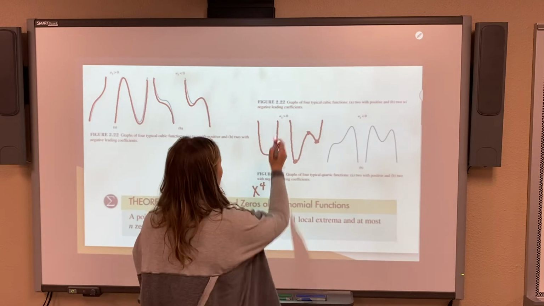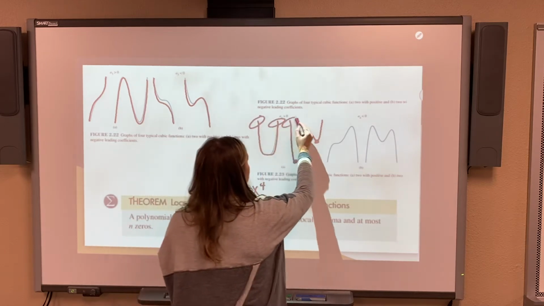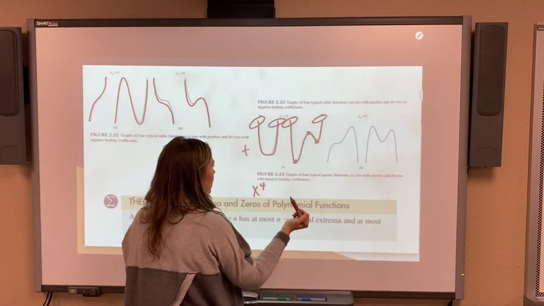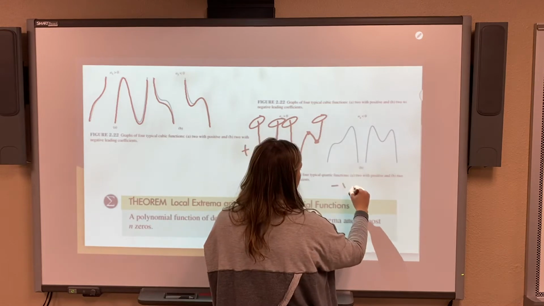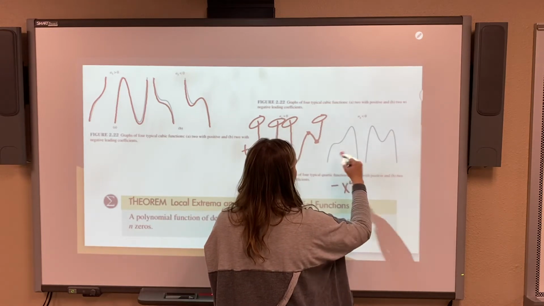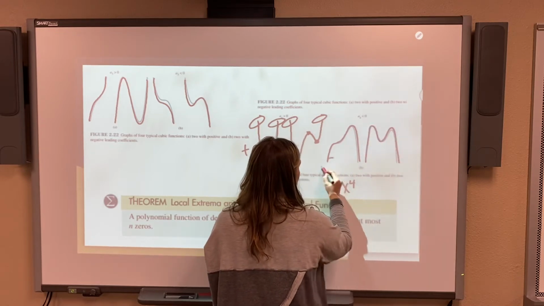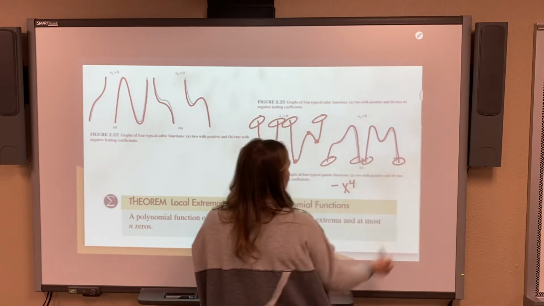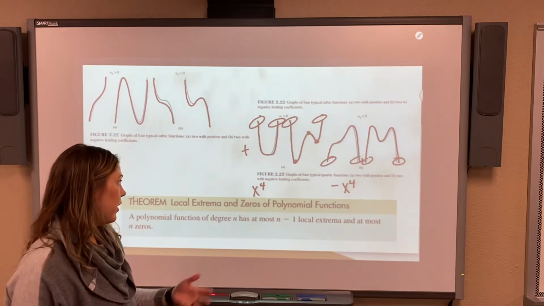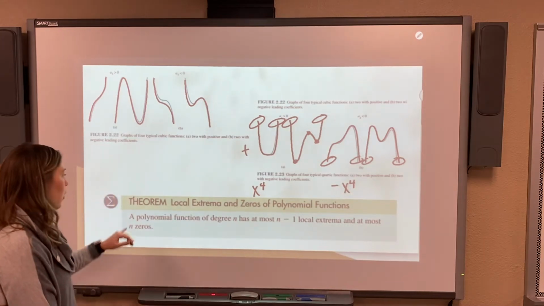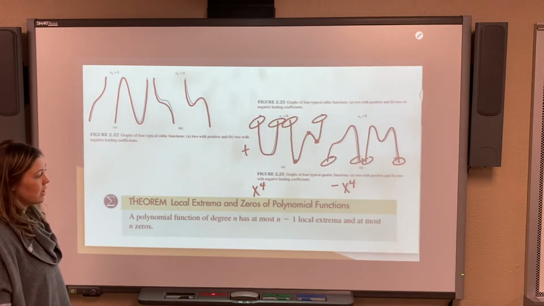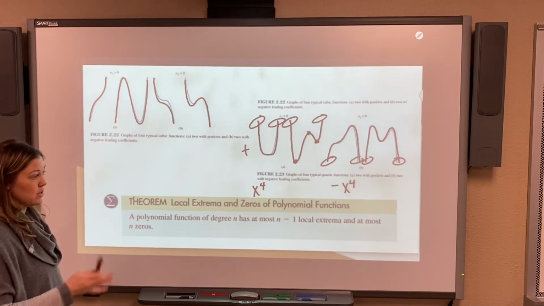Here would be, and so both of these, up and up, so that means it's a positive quartic. Here, B would be a negative quartic. Here would be the two negative quartics, and they're both ending down and down. And so there you go, negative leading coefficients.